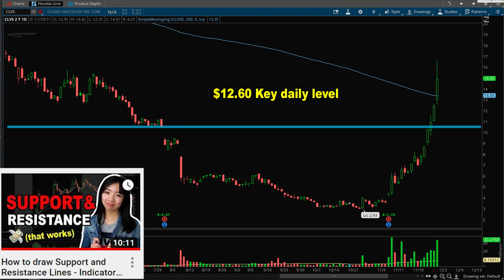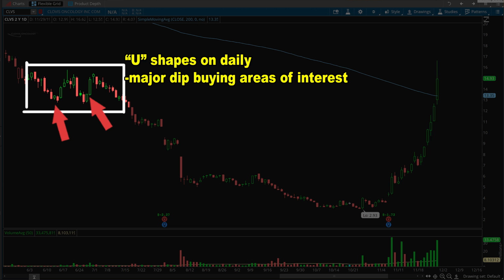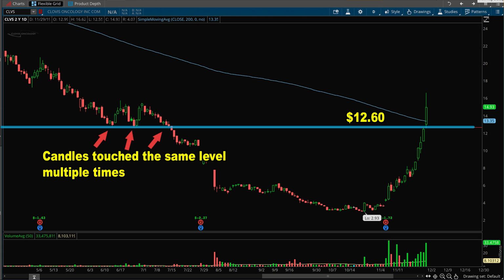As you may have remembered from my how to draw support and resistance lines video, the areas that show above average trading volume, as well as these major dips like U-shapes on the daily chart, these are areas of interest. And if you draw a line across that 12.60s price level, you can see the line has touched at least 3 candle areas. So these price levels act as psychological support and resistance.